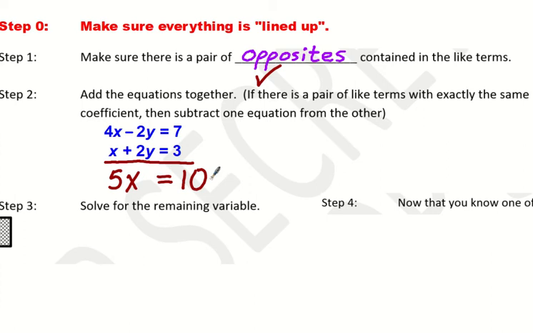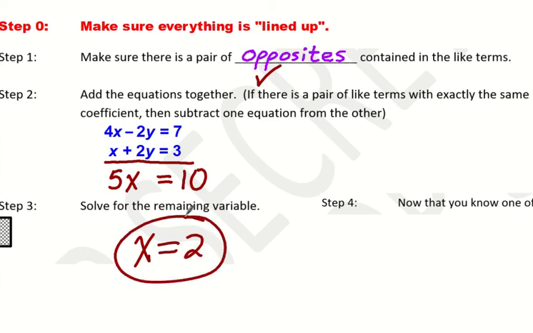5x equals 10. Now we're getting somewhere because step 3, we can solve this for x. If you get rid of the y variable, you can focus on just solving for x. Solve for the remaining variable. All you have to do is divide both sides by 5. Boom. x equals 2. And just like the other method, once you know what x equals, you can plug it in for one of the equations, plug the 2 in for x, and solve for y.